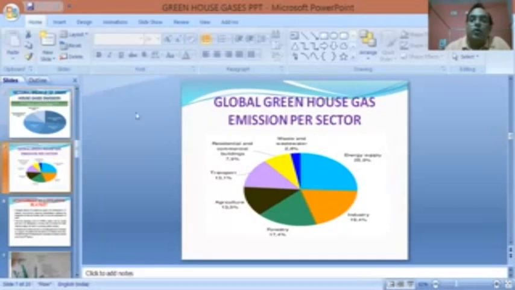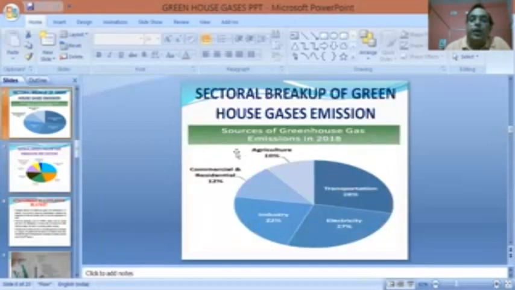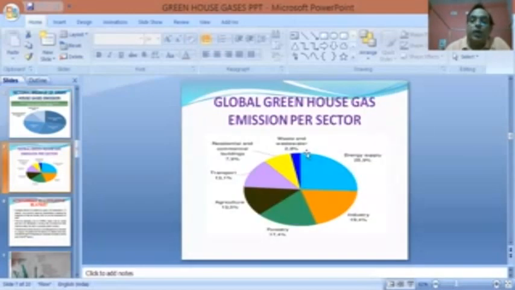So on the global level, this shows the per sector emission, but this information is of 2018, and it is the latest one. You can overlook this, but it has many more subdivisions, so I have included it in our description.